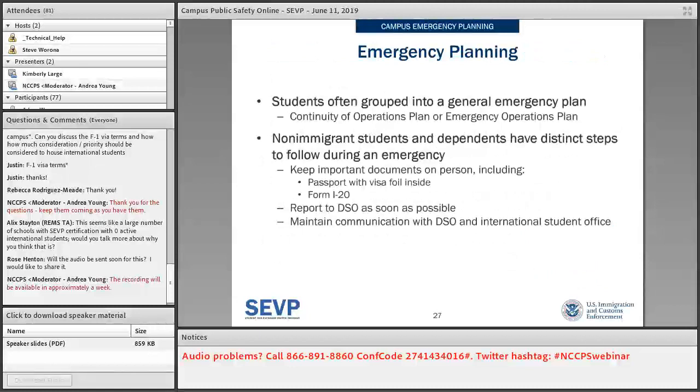All right, so emergency planning. Oftentimes international students are just grouped into an emergency plan. But I really want you to think, is that the best course of action? Because of all those things that we just discussed, there are certain considerations that need to be taken into consideration.